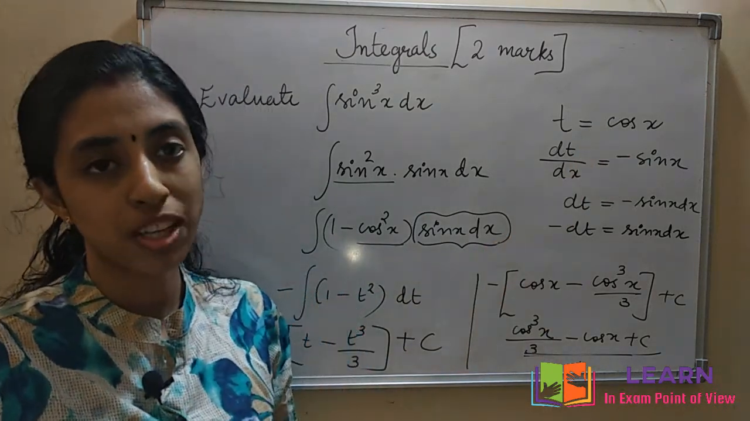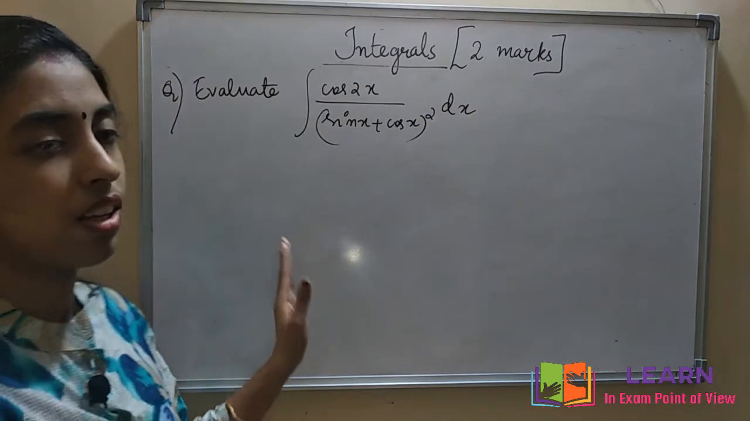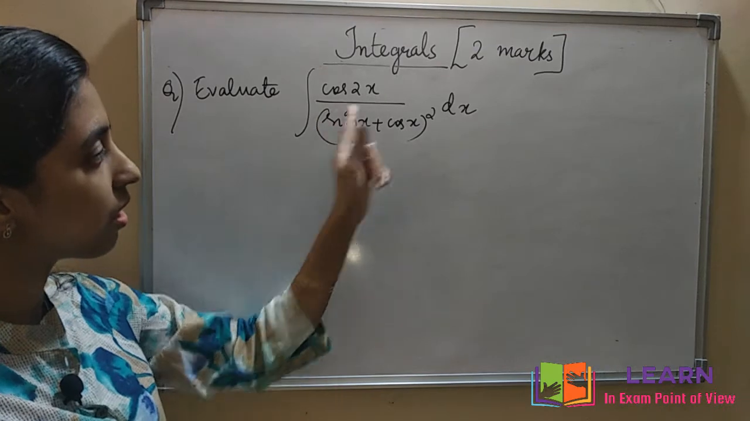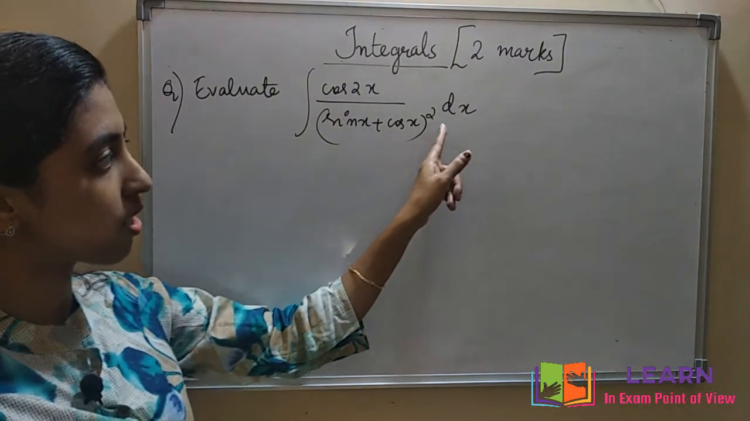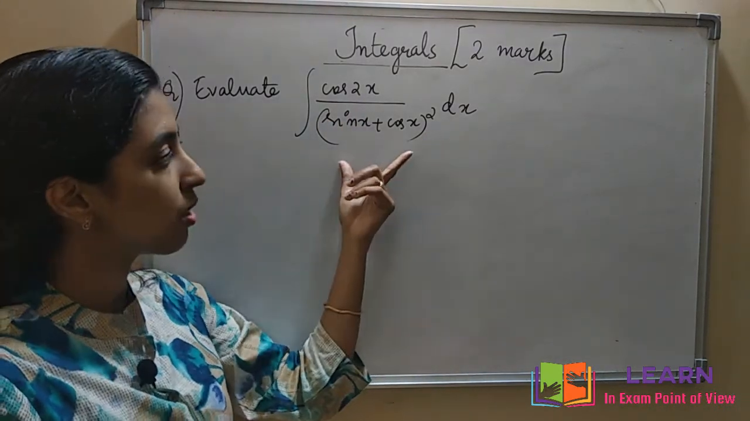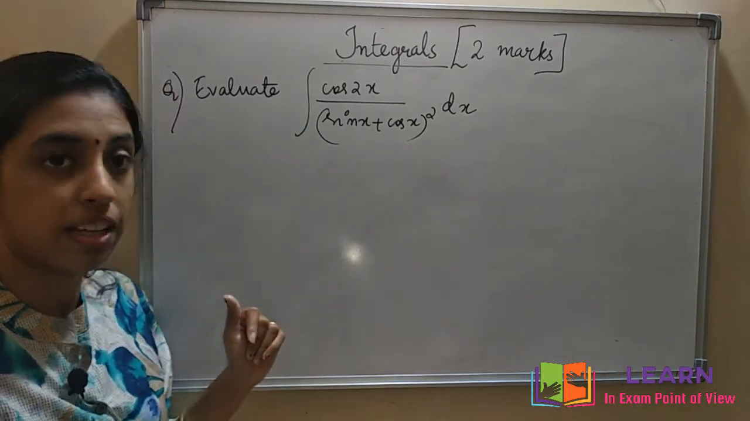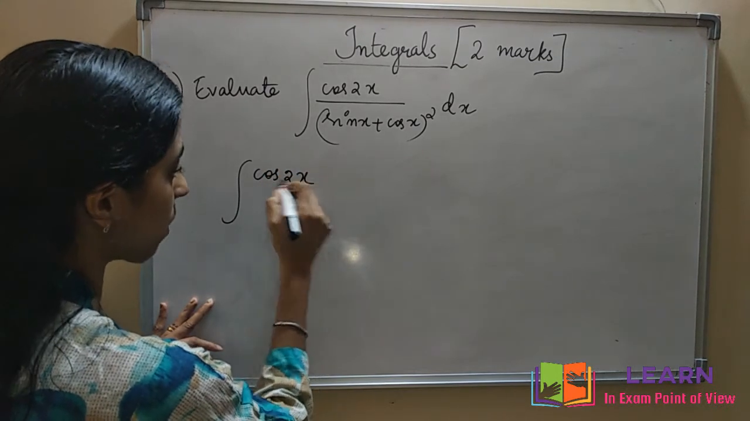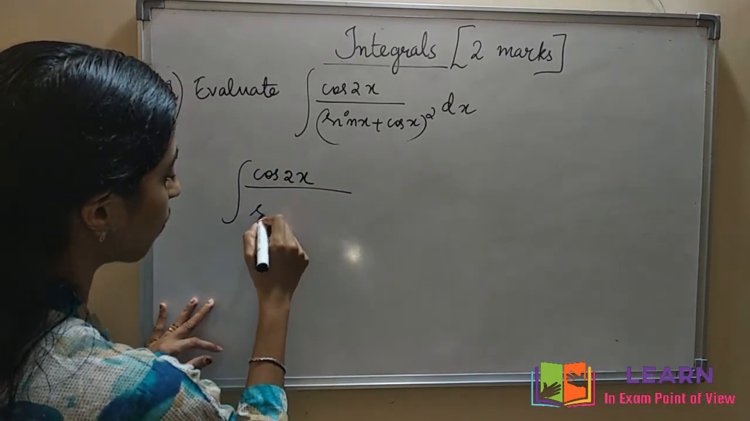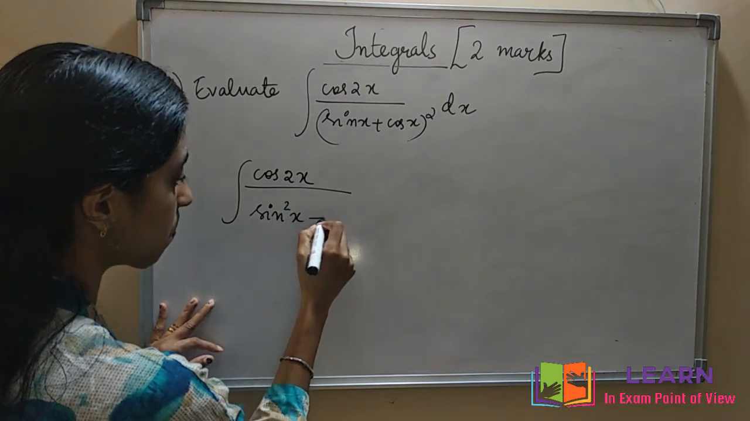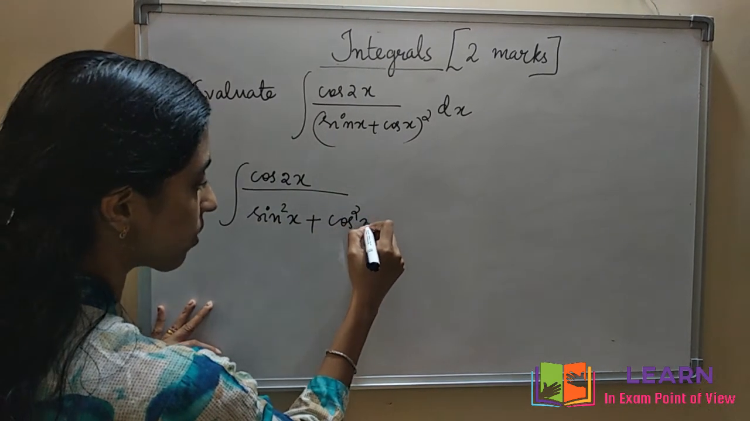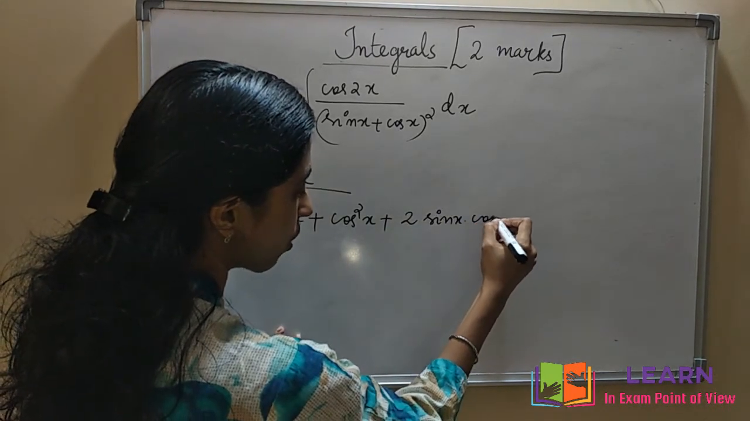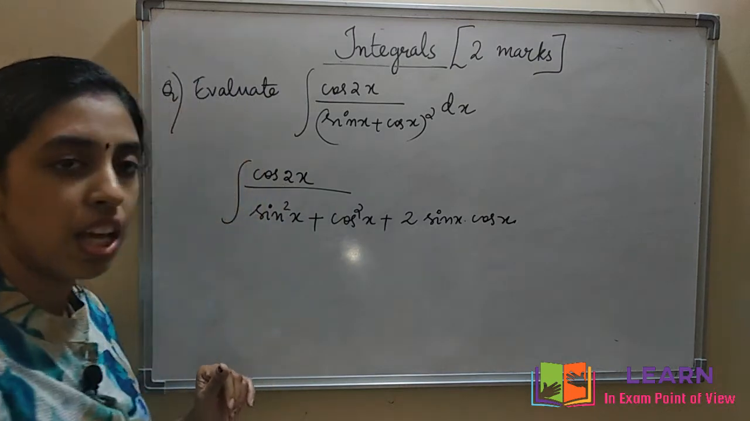So one more problem we can check. The next possible 2 mark question can be: integral of cos 2x by sin x plus cos x whole square dx. So this whole square we can first expand and write. That is integral, numerator as such cos 2x, by, on expanding, first term sin square x plus second term cos square x plus 2 into sin x into cos x, which is the expansion of a plus b whole square.